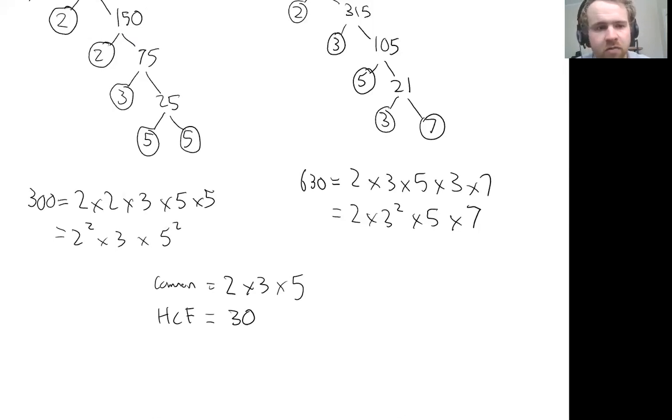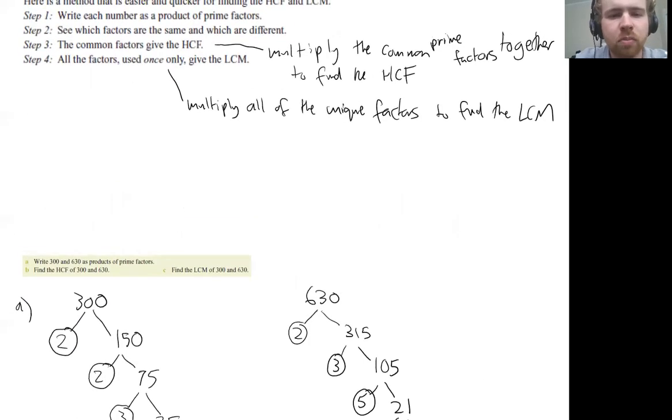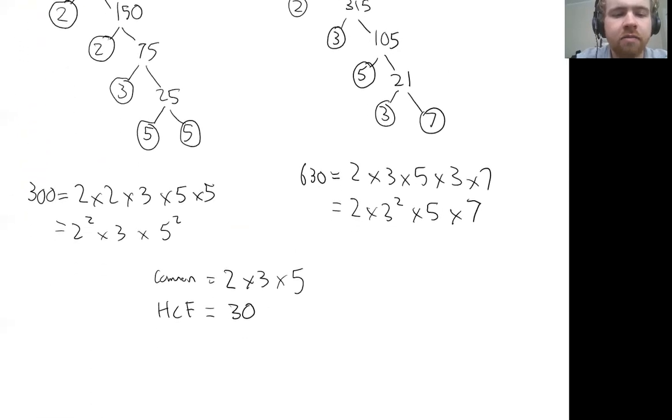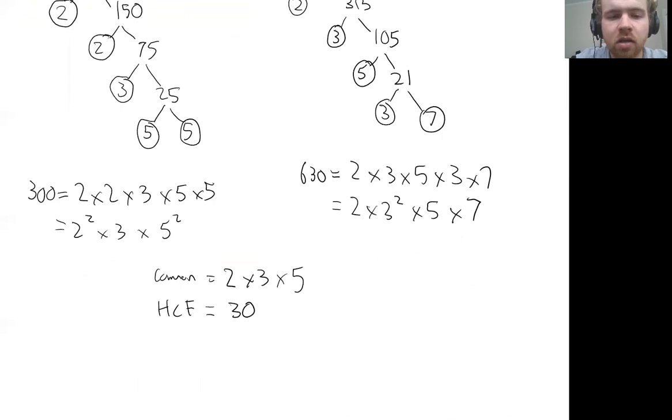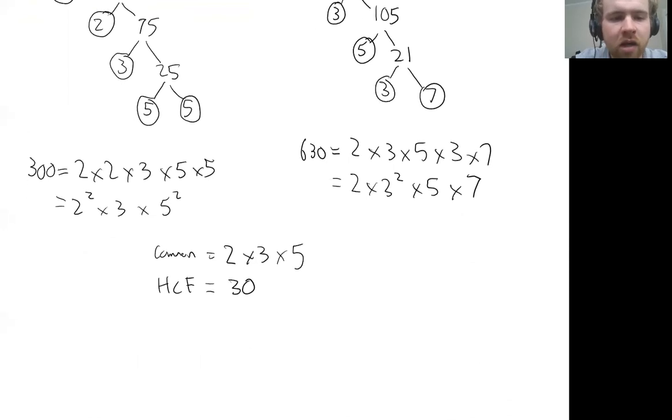I challenge you to find a common factor between 300 and 630 that is higher than 30. I don't think you can do it. 30 is going to have to be the highest common factor. Now, to find the LCM, we're going to multiply all of the unique factors. So whenever we have a new factor, we're going to multiply that, and that will give us the lowest common multiple.